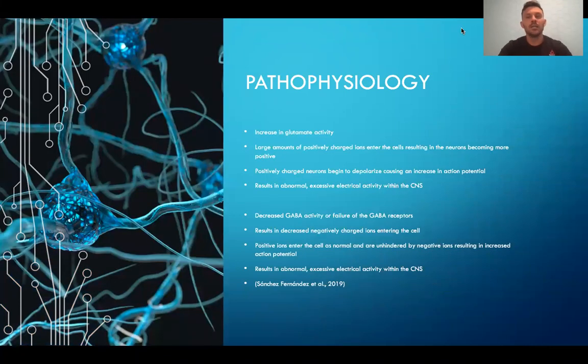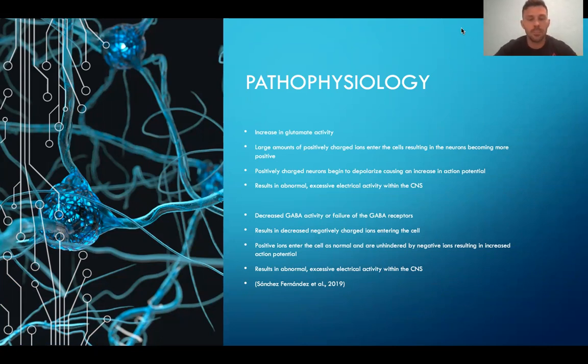Now, the pathophysiology. So there are two ways in which seizures can occur. The first way we'll be looking at is the excitatory pathway. What happens there is we get an increase in our glutamate activity or glutamate production. So large amounts of those positively charged ions, those sodiums, calciums, magnesiums, enter the neuron, making it more positive. What happens when the neuron becomes more positive? It begins to depolarize, resulting in increase in action potential. That increased action potential results in abnormal, chaotic, excessive electrical activity within our central nervous system, resulting in the symptoms that we'll go over next.